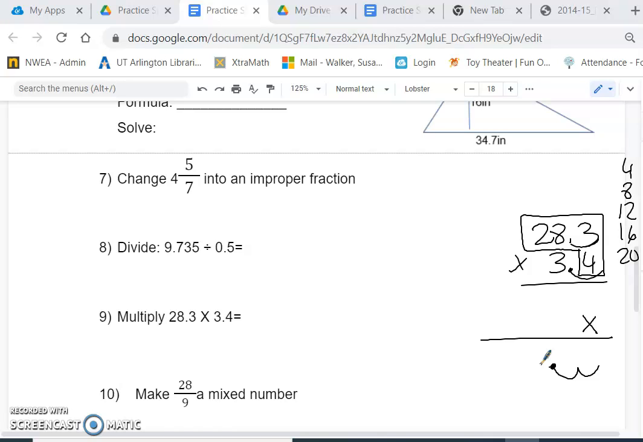Okay? And number 10, 28 over 9. You'll know to divide that, but don't make it a decimal. Okay? Okay, take your time, get this done.